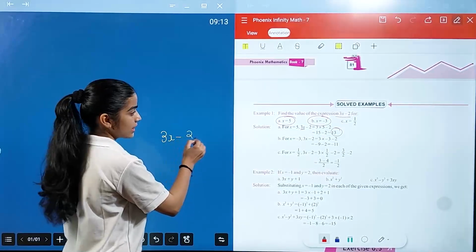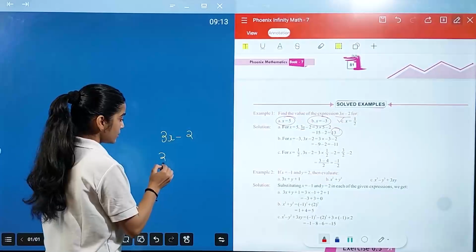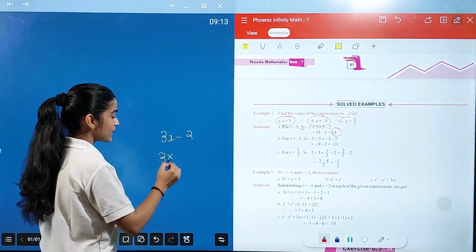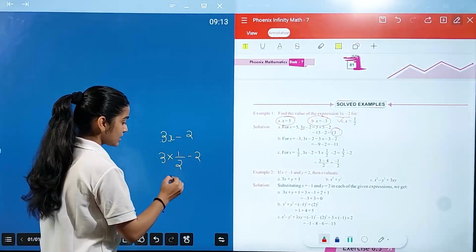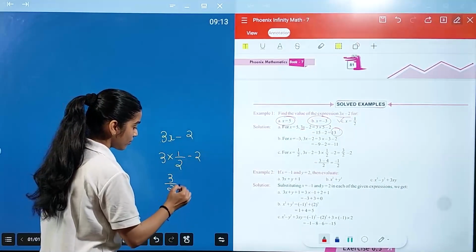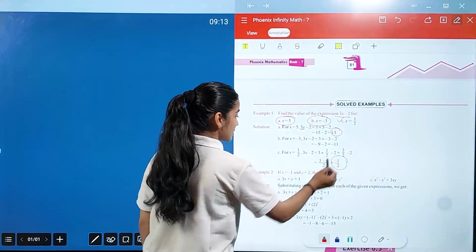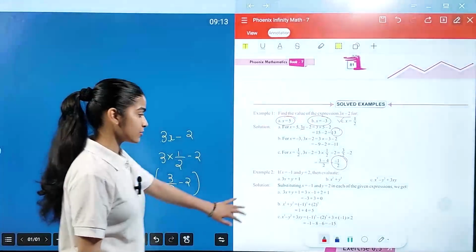3x minus 2. Next term, for example, I'll take part C, half. So write 3 first. In the place of x, 3 is multiplied with x. So you have to take the multiply sign and put the value of half and minus 2. So your answer is 3 by 2 minus 2. This is your question, and when you solve it, you will get your answer, minus 1 by 2. So in such a way, you have to solve these expressions.